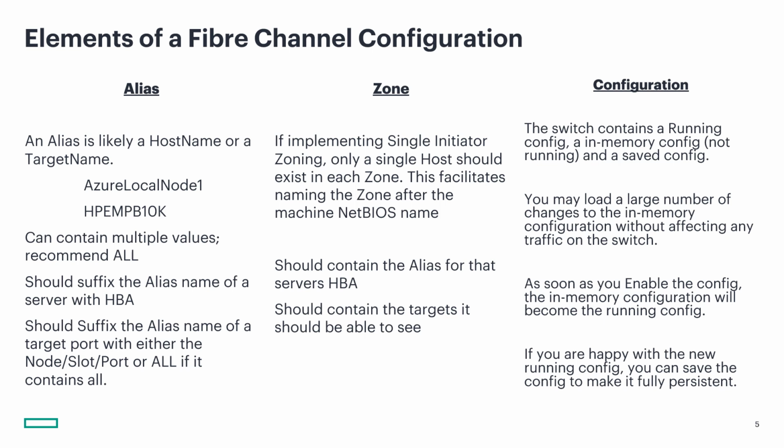So you can queue up hundreds of changes, and then as soon as you enable the config, the in-memory config becomes the running config, and you're immediately up and running. If you're happy with it, you then save. The zoning commands look like this.